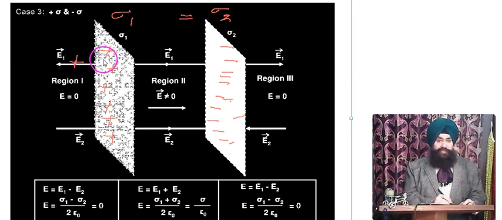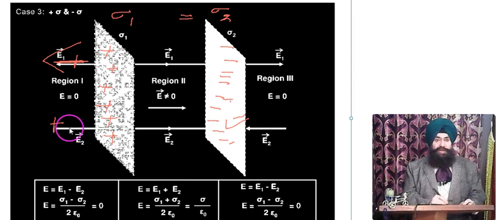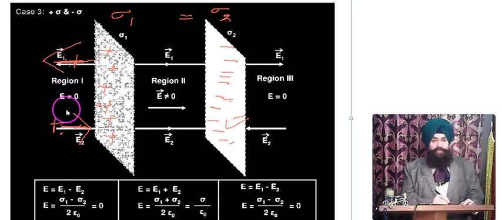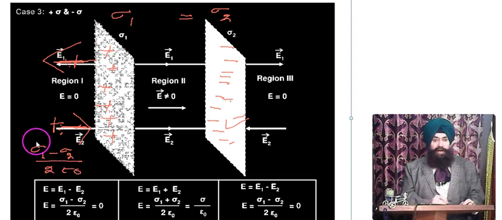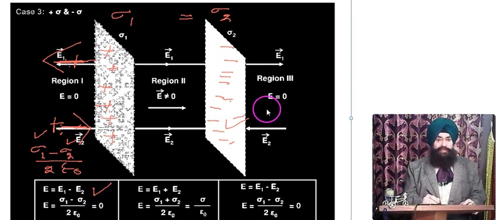So you put a unit positive charge here. Because of this sheet, it will be repelled along this side. You put a unit positive charge here. Because of this sheet, it will be attracted along this side. Now this repulsion and attraction are equal in magnitude and opposite in direction. That means subtraction: sigma 1 minus sigma 2 upon 2 epsilon naught. And as sigma 1 and sigma 2 are equal in magnitude, the resultant intensity becomes 0.